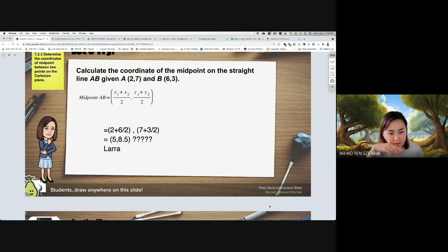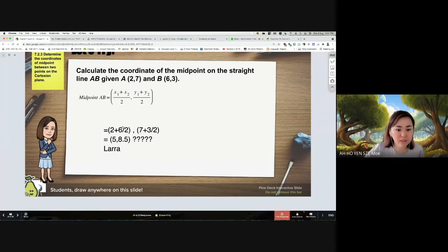When you use a calculator, those using the 570 MS, when you divide, make sure you add up first. Total up first. 2 plus 6, press equals first, then divide by 2. If you want to do it in one shot, make sure you put 2 plus 6 in brackets first, then divide by 2. Otherwise, the calculator won't understand. Do you know what it will do, Lara? It will do 6 divided by 2, because it follows BODMAS. 6 divided by 2 is 3, then after adding 2 it becomes 5. That's why you gave the wrong answer.